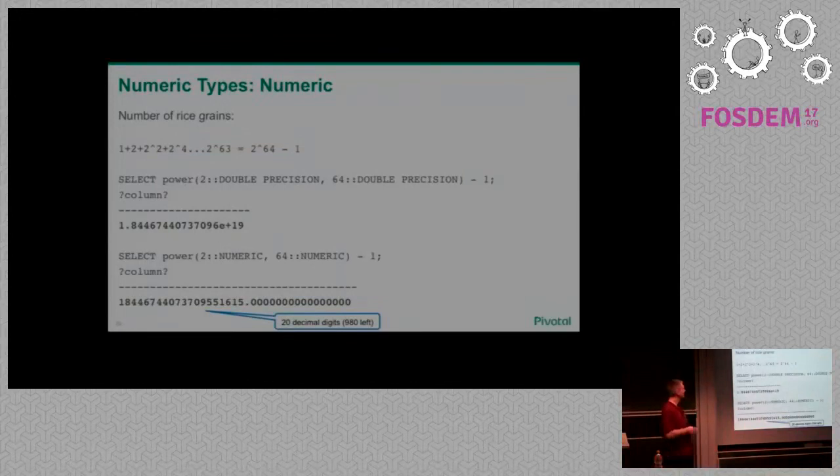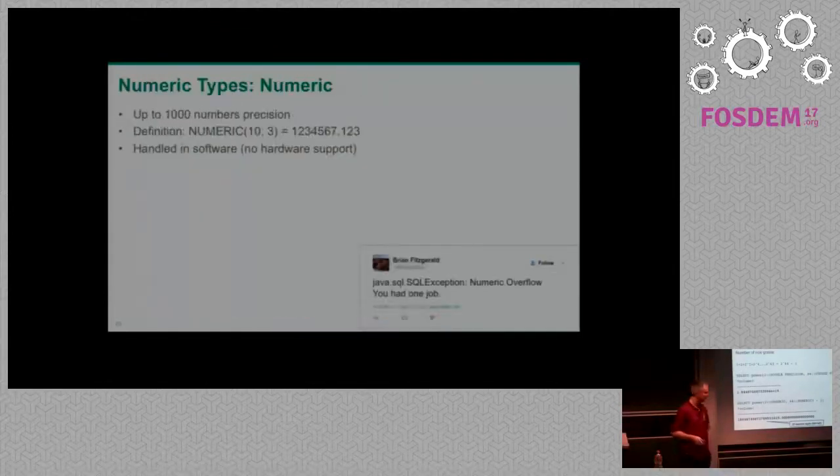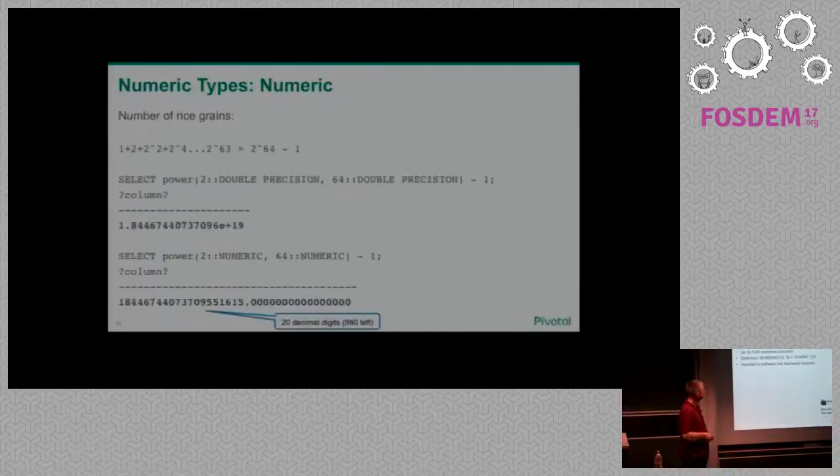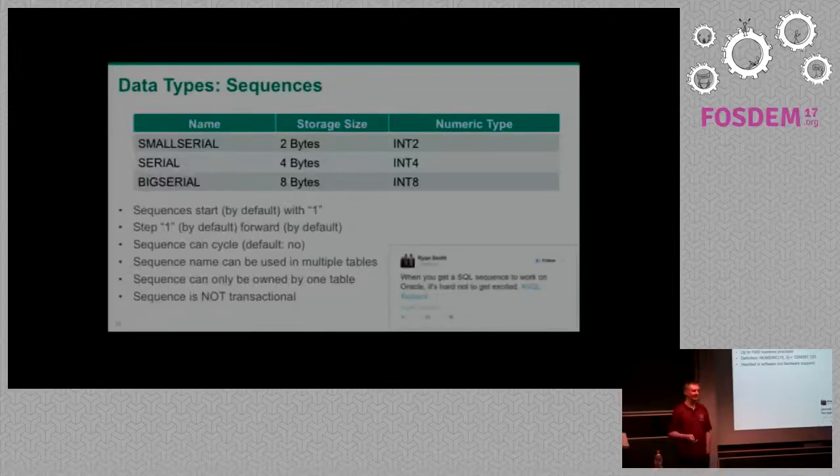Yes. So if you try this with double precision, 2 to the power of 64 minus 1, double precision gives us this very inaccurate number. If you try the same with numeric, 2 to the power of 64 using numeric, we get a very exact number here, and it's still only using 20 digits. We have 980 left. So if you ever find a use case for all of the 1,000 digits here, please let me know.